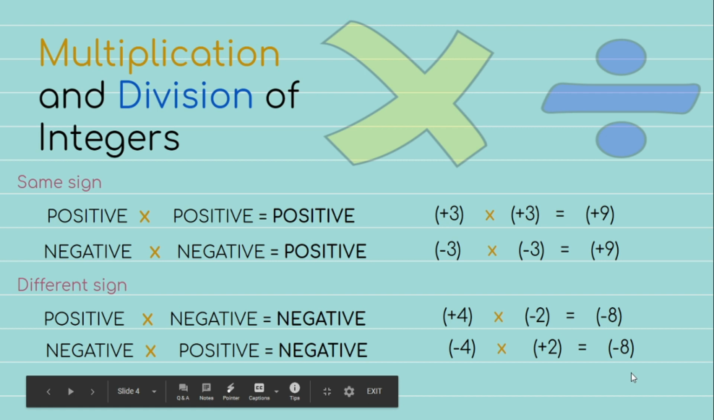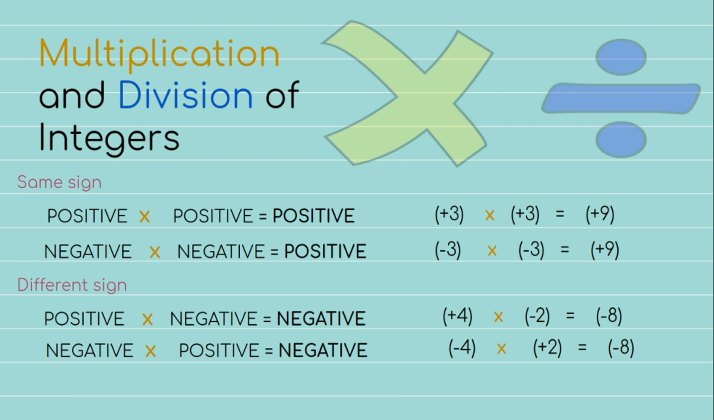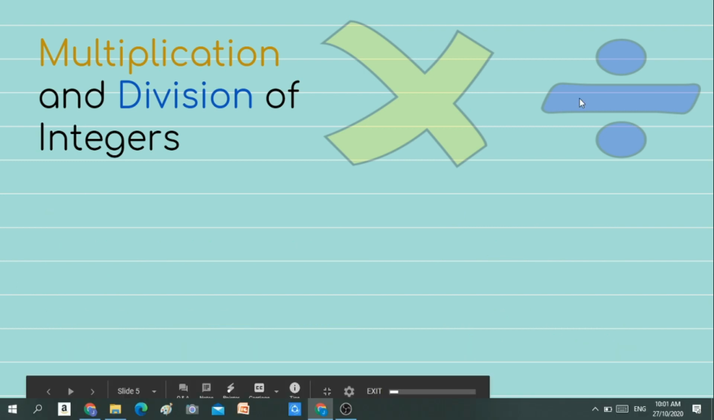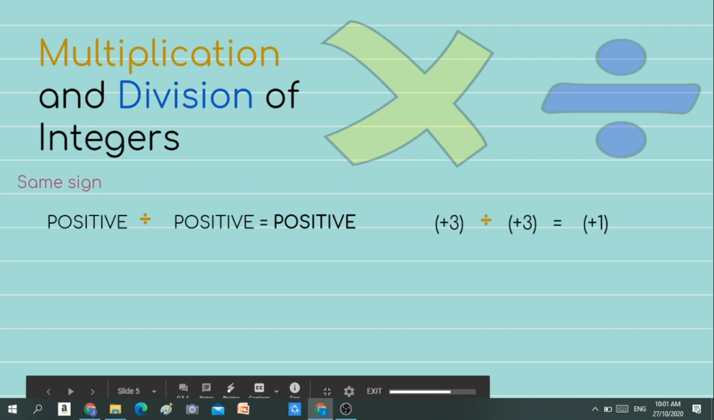Pag same sign, that will always be positive. Okay? Pag different sign, ang sagot ay laging negative. Okay, same lang siya sa division. Same rules tayo. So, if same sign, we have positive divided by positive, that will be positive. So, example, ay meron tayong positive 3 divided by positive 3. So, we have positive 1.